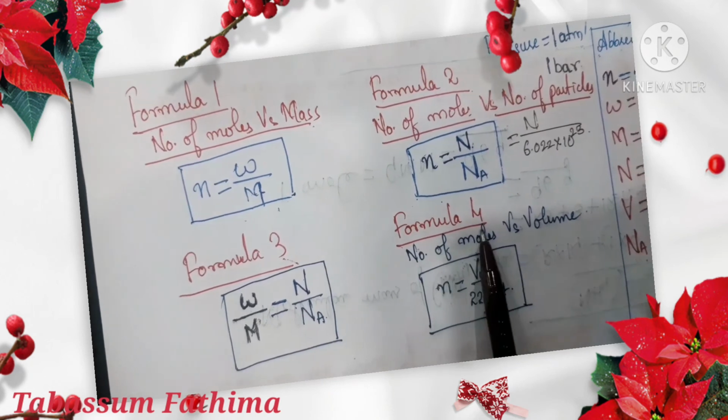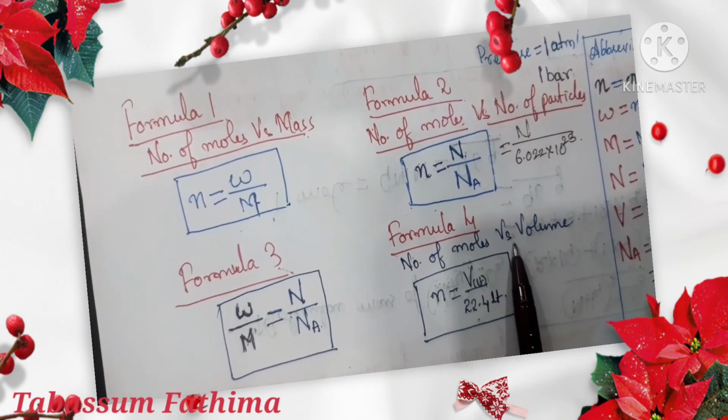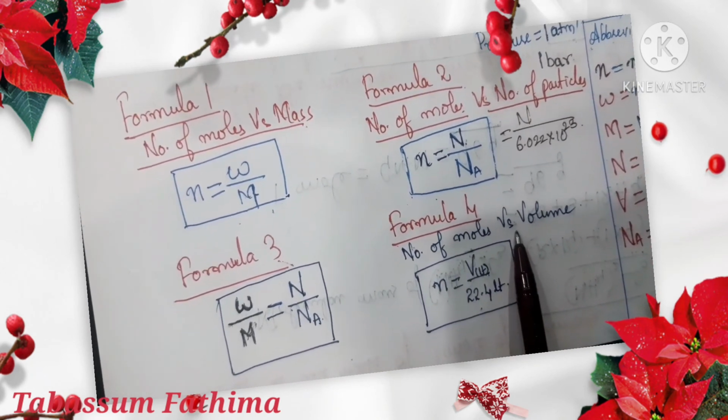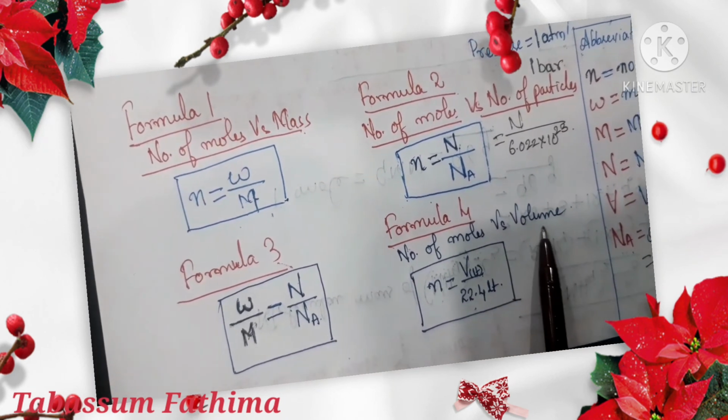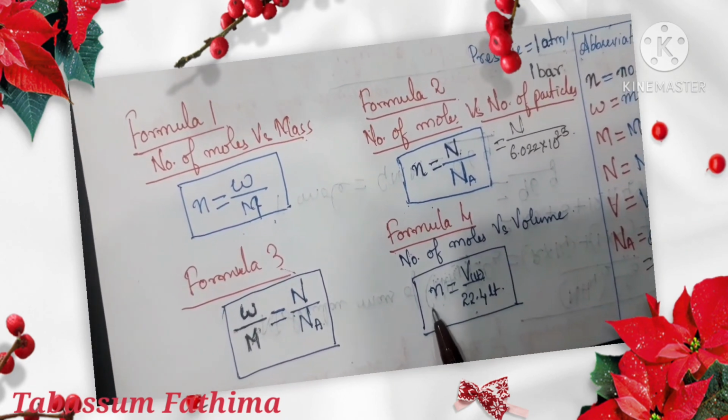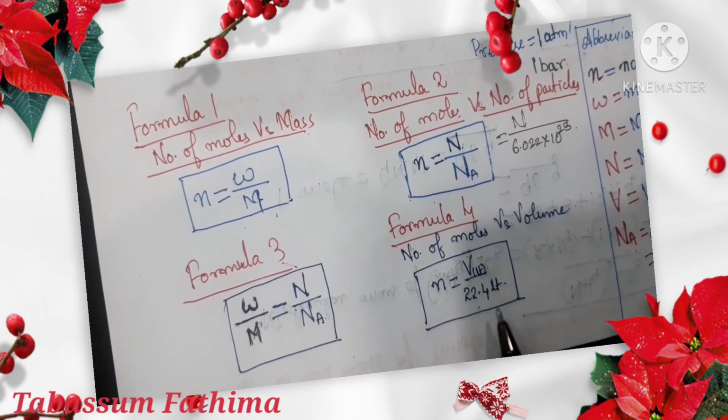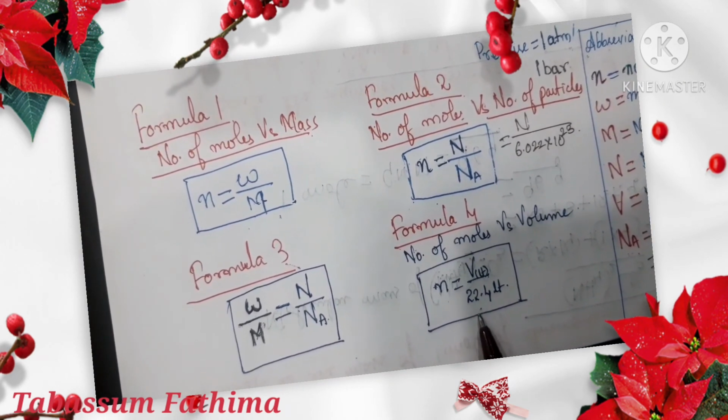In the same way, formula number 4 is exclusively for gases, to find the number of moles when the volume of the gas is given. So the number of moles of the gas can be found by V by 22.4 liters.